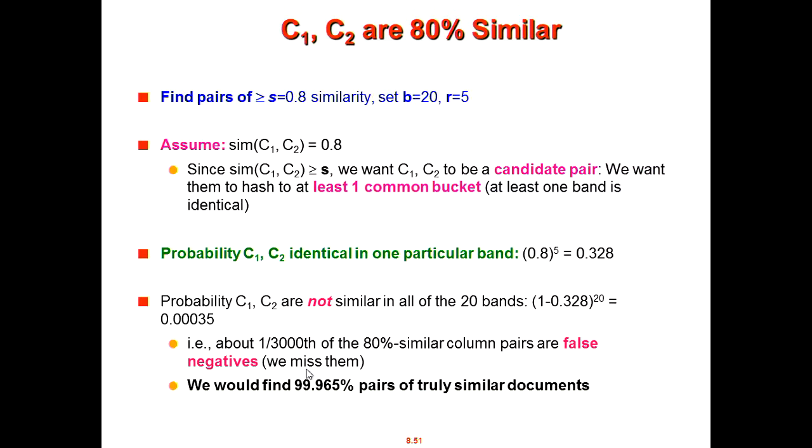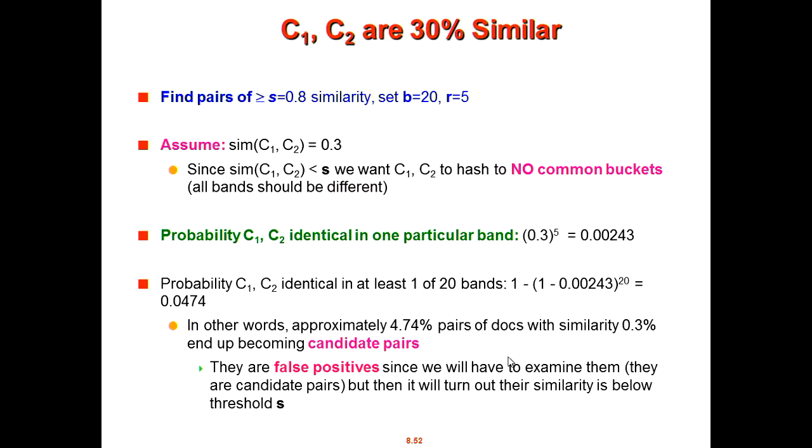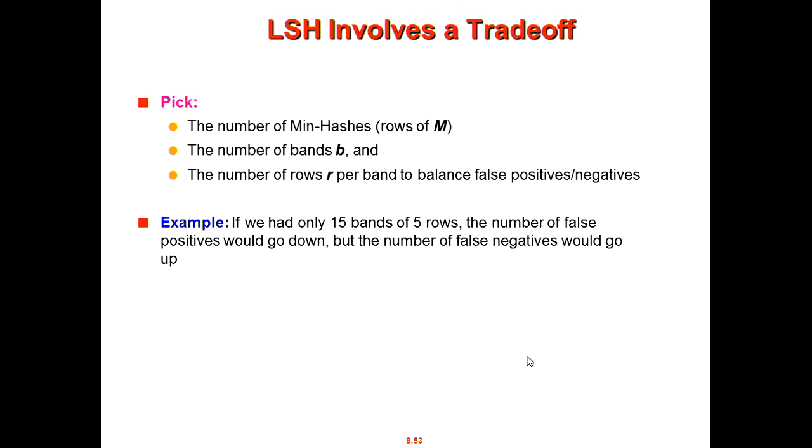So this is false negatives. They are identical, they are similar. Their similarity is larger than the threshold, but they are not detected. So that's false negatives. And this is false positives. They are not similar, but we treat them as similar candidate pairs. Okay, so here it involves a trade-off.